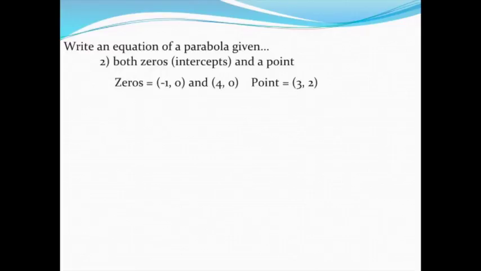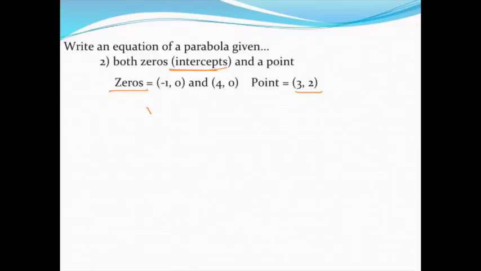This time, to graph or to write the equation of my parabola, they've given me zeros, which are also known as the x-intercepts of the parabola, as well as a point somewhere on the parabola. So this time there are 3 points to use. Because they've given me the intercepts, or the zeros, we're going to use intercept form.